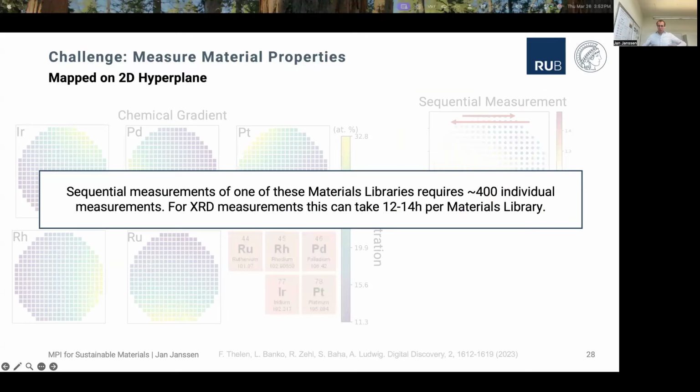And that really, now they have the sample creation addressed, but really highlights the challenges now on the measurement side. Right? So you need 400 individual measurements. And if you do, for example, XRD measurements, measuring one of these material libraries can easily take 12 to 14 hours. Right? So really the measuring part becomes the limiting step. And that's when they came to us and asked this question, okay, how can we now accelerate this process, and can we benefit from your experience on the high throughput simulation side?